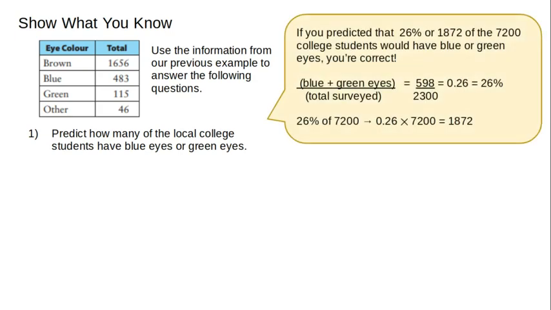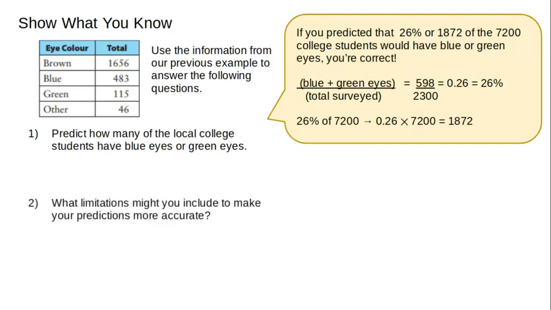If you predicted that 26% or 1,872 of the 7,200 college students would have blue or green eyes, you're correct. In this case, we would add the number of students with blue eyes, 483, to the number of students with green eyes, 115, to give us a total of 598. Then divide that by the total number surveyed, 2,300, to give us 0.26 or 26%. Then we would need to calculate 26% of 7,200. We turn the percent into a decimal, 0.26 times 7,200 to give us 1,872.